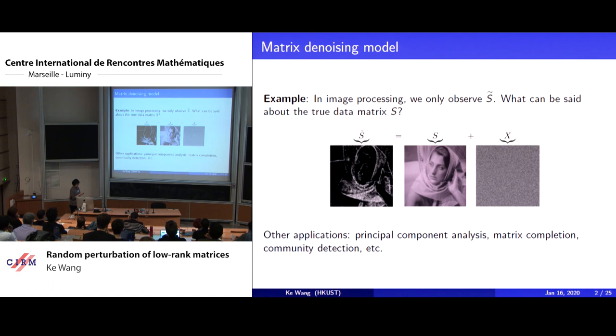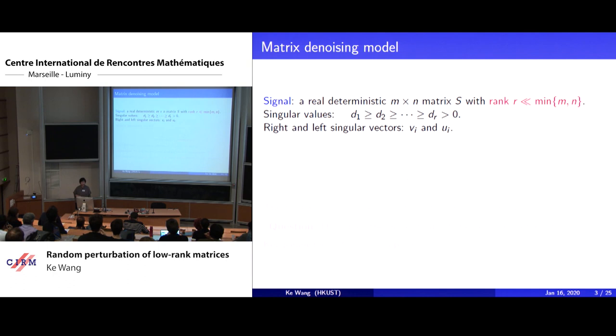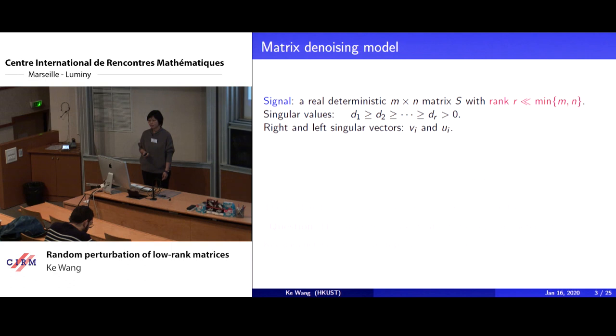Let me introduce some notations. First, let's denote the signal matrix S. This is an m by n matrix. Assume it's low rank. Its rank is much less than its size. And let d_i be its non-zero singular values, with d_1 the largest one. And the left and right singular vectors are denoted by u_i, v_i. And for simplicity, all the vectors in this talk will be normalized to have L2 norm equal to 1.